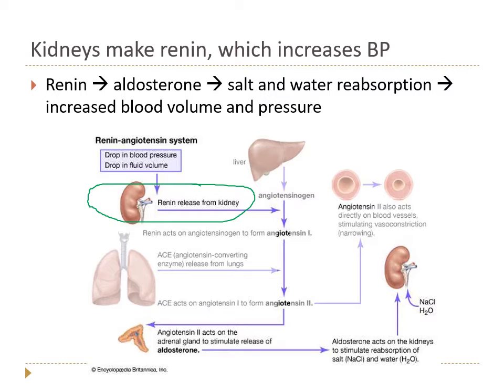The liver is involved here by making a substance called angiotensinogen. And then renin turns that into angiotensin 1. And then the lungs make an enzyme called angiotensin converting enzyme, which converts angiotensin 1 to angiotensin 2. And then that's what tells the adrenal glands to make aldosterone, right? And then the aldosterone, so now we pick up where we left off, tells the kidneys to reabsorb more salt and water.